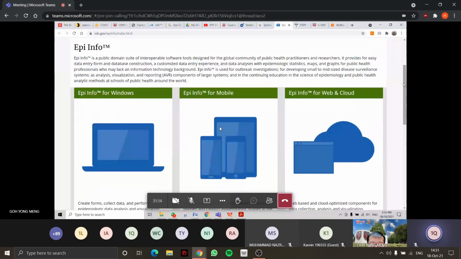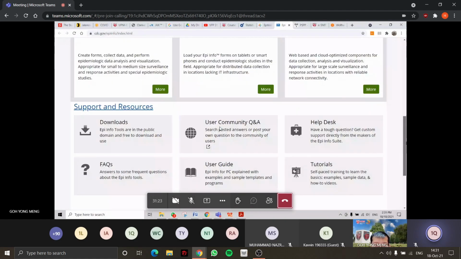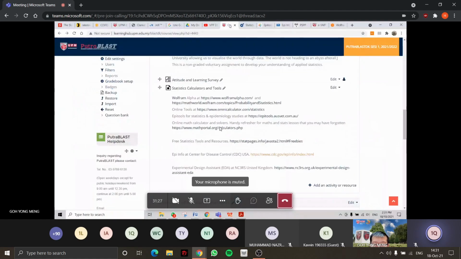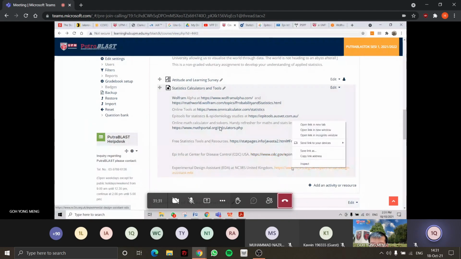Epi Info for Windows. You can analyze epidemiological data. Prof Latifah may use this. All these are free. You can explore this. And then the other one will be the NC3RS EDA.